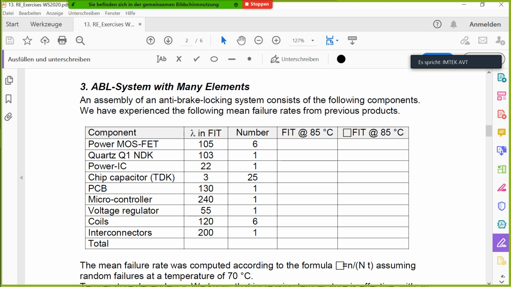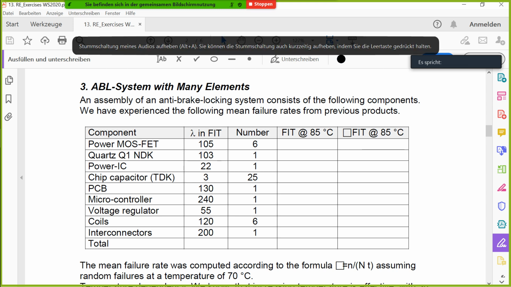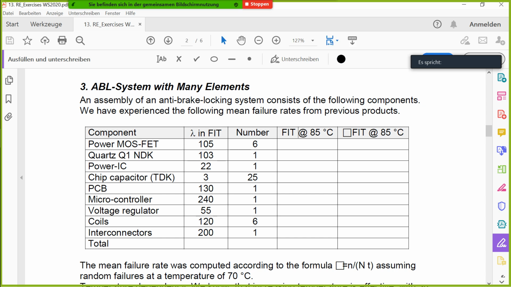Do you have an idea? It's a parts stress method. In our case, we take the same conditions for all devices. But anyway, we take a condition which is different from a standard condition like the 70 degrees centigrade.